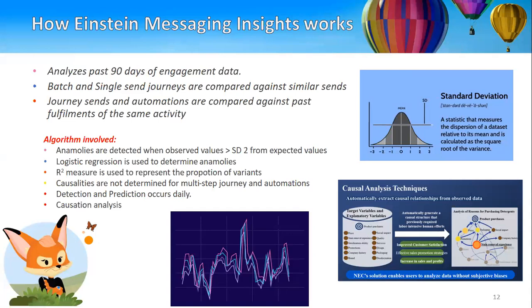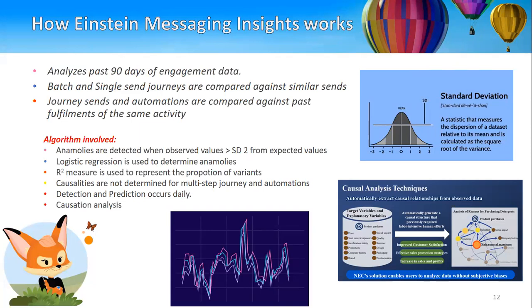You'll get to know the changes or anomalies that happened compared with the previous day's data or the previous anomaly data. If there is an increase of 10% or a decrease of 10% in the data, you will get to know those details. It analyzes 90 days of engagement data. The algorithm involved in this Einstein messaging insight is logistic regression. If you are aware of logistic regression, well and good. That is the data science used behind this particular feature.